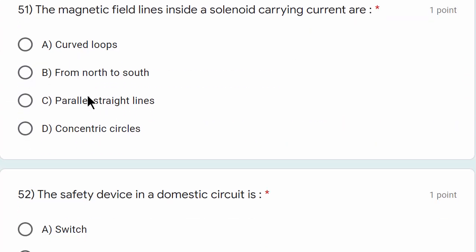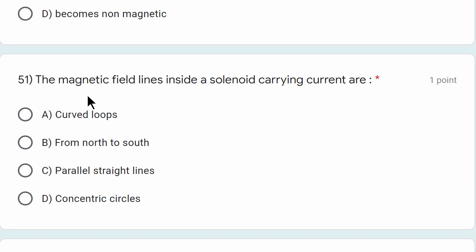Next, 51st question. A magnetic field inside a solenoid carrying current, what is it? So magnetic field lines inside a solenoid will be parallel straight lines. Okay, it will not be a curved loop, it will not be north to south, it will actually be from south to north, and it will not be concentric circles. It will be parallel straight lines is the correct answer.